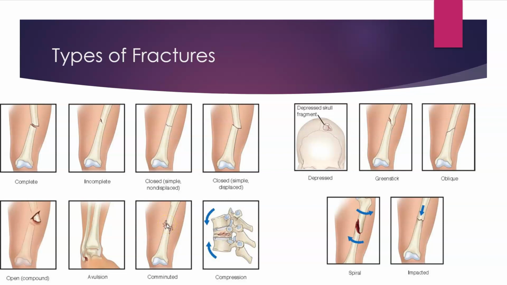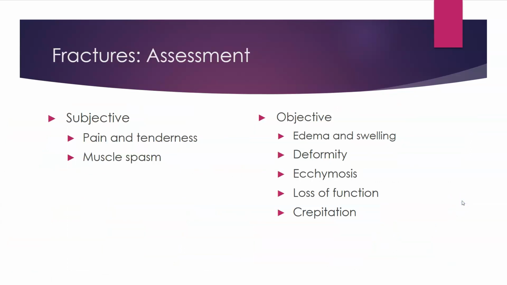So you're getting a lot of pressure, a lot of forces cause this, and you get lots of little bone fragments with this. On the spine, you can get compression. On the head, you can get depressions like skull fractures. You can get greenstick, which is more common in pediatrics. You can get oblique, going kind of diagonal. You can get spiral, which is a rotational injury, or an impact. This is usually like a fall or something. So lots of different types of fractures.